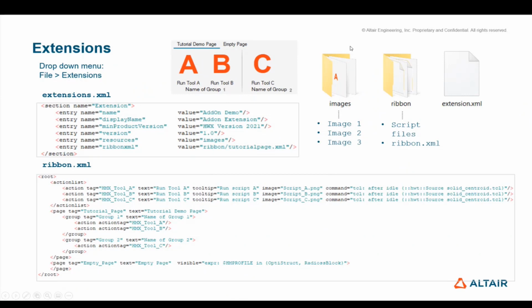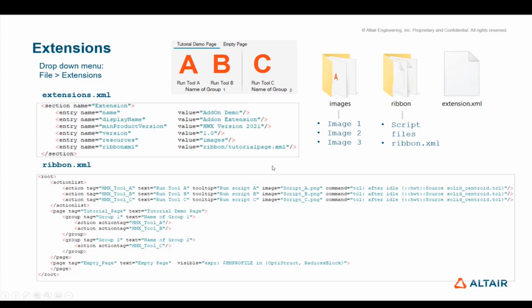It's not all that complicated. So this is the folder structure. Extensions XML is here, and this is what the extensions XML consists of. Basically, you give it a name, and you have some versioning going on. More importantly, you have where you hide your resources: you have the images in the images folder, and the scripts are actually in the ribbon folder, and that you also have to define in the extensions XML file, which sits there.